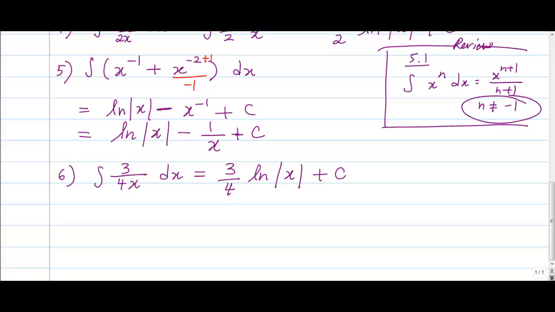Let's look at an example in your book. This is on page 340, example 5.